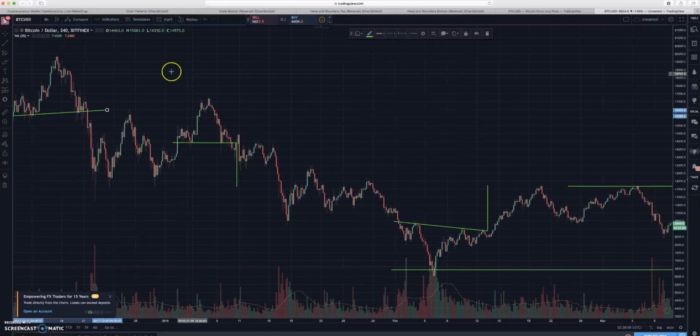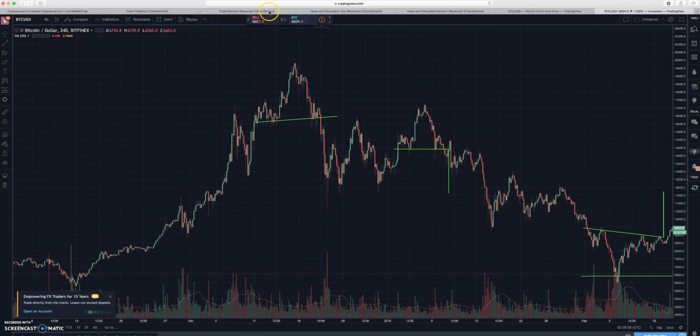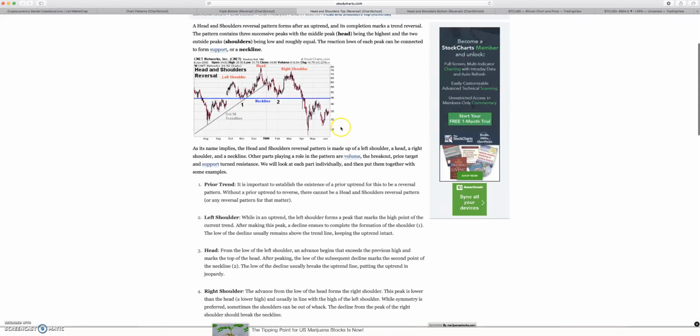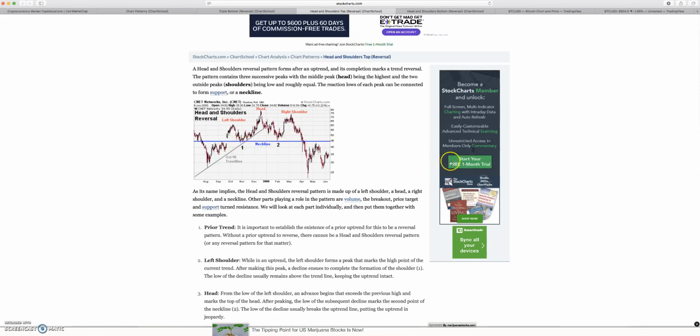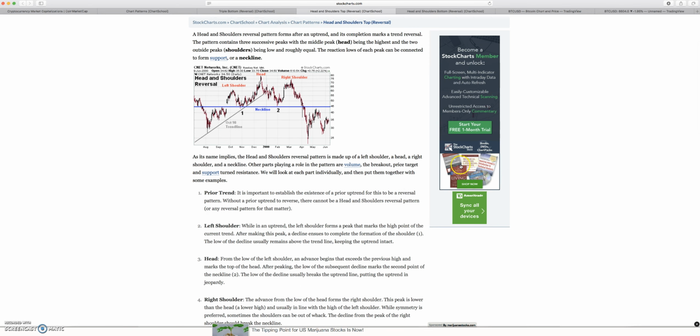The charts aren't ever going to be perfect. You're not going to see a perfect head and shoulders top or bottom if you're using the inverse head and shoulders. But as you can see here, in their example, they have the left shoulder, the head, and the right shoulder. And obviously the right shoulder is quite a bit larger than the left shoulder, but it's still okay. And then this is your neckline. And so, as I said, you need a prior trend. When you're using the regular head and shoulders, you're going to look for a prior uptrend.